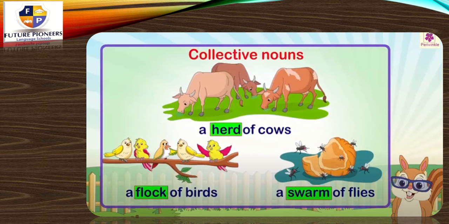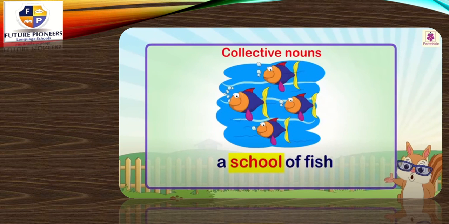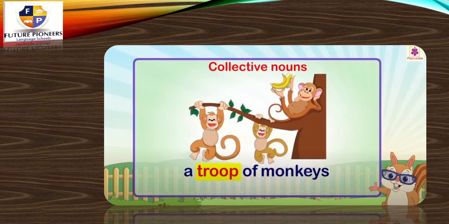What about if I have a group of flies, which is very disgusting? It's a swarm. It's a swarm of flies. What about a group of fish? Can I say they are a herd of fish? No, they are a school of fish. When I have a group of fish, I name them a school of fish.